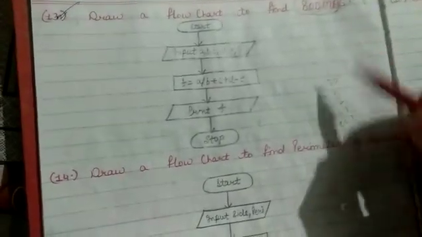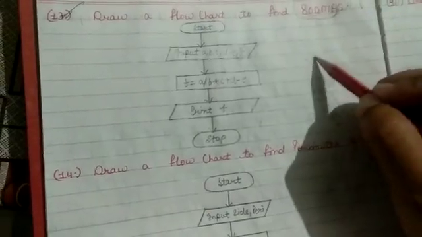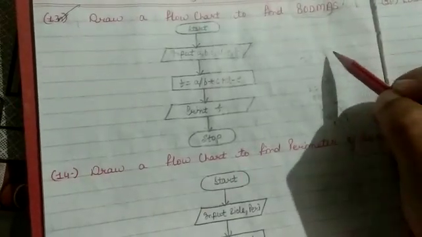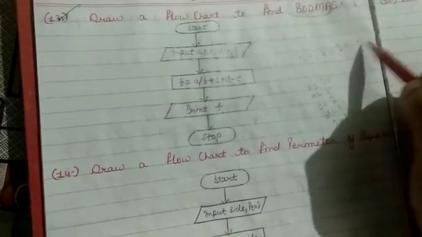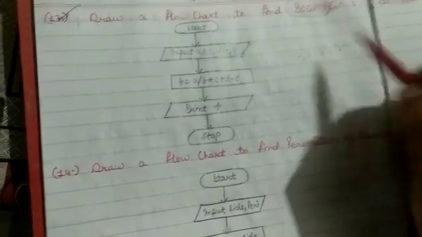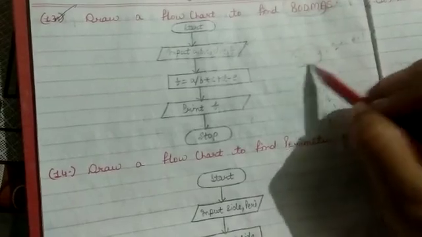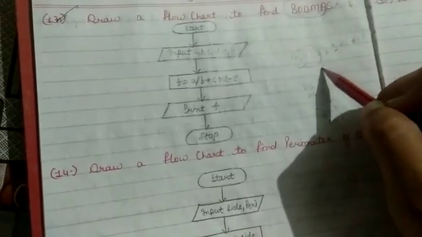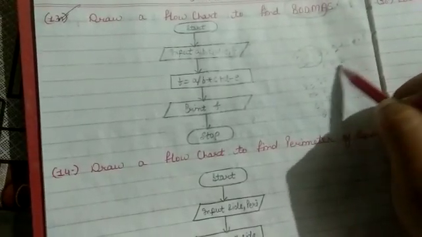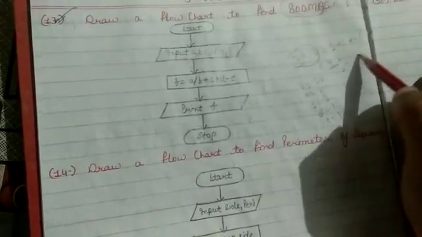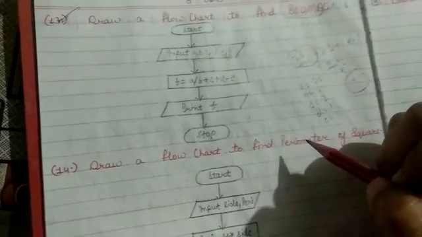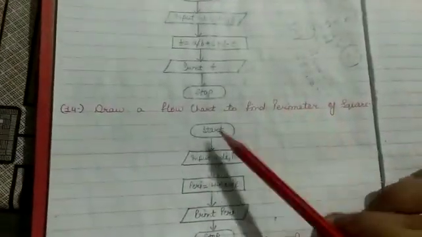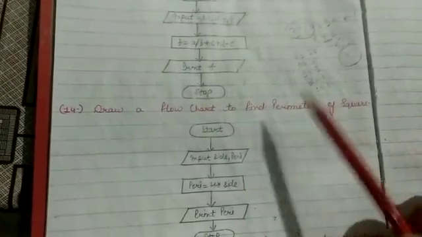So how will this calculate? 20 divided by 4, into 2, plus 1, minus 1. Clear? When you divide 20 by 4, 4 5s are 20, 5 will come, into 2. 5 into 2 is 10, 10 plus 1 is 11, 11 minus 1 is 10. So this answer will come. Clear?